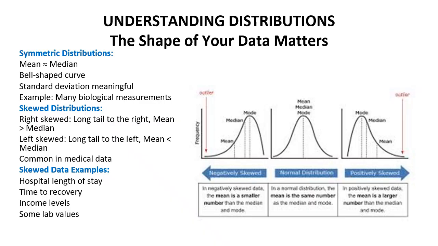So our textbook notes this. One important reason for producing dot plots and histograms is to get some idea of the shape of the distribution of the data.